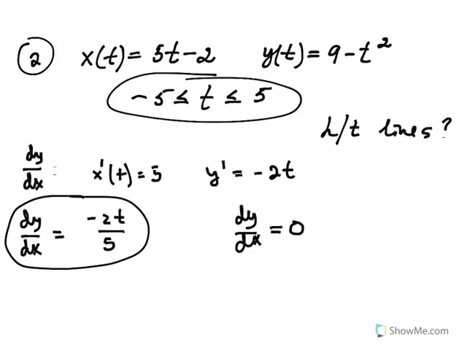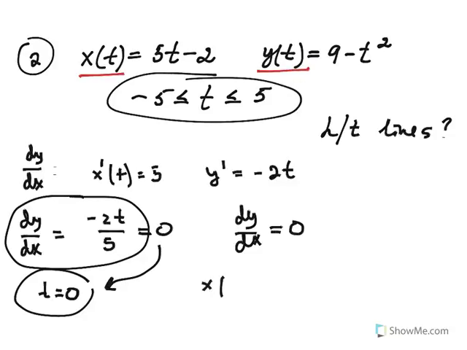Therefore, t equals 0. Where did I get this from? Well, the derivative equals 0 when negative 2t equals 0. And that happens when t equals 0. So you know that when t equals 0, that's when you get that horizontal tangent. Now we're going to take this 0 and plug it into each parametric equation. So we're going to get x of 0 equals negative 2, and y of 0 equals 9.